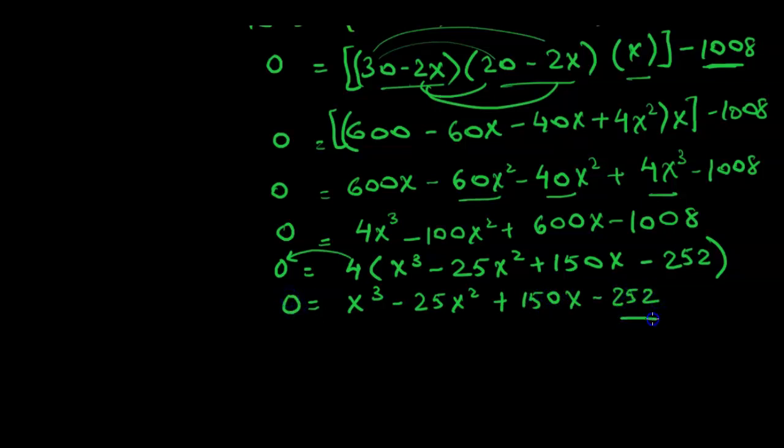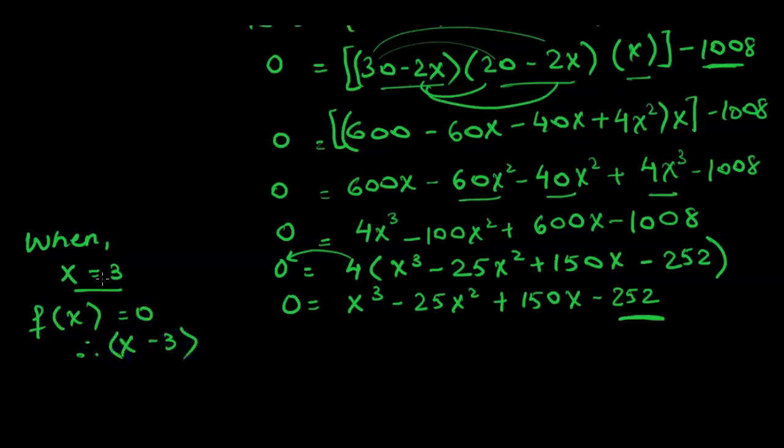Now we have to look for the factors of negative 252 in order to apply the factor theorem to this function and to further factor it. When we use all the factors, we notice that when we substitute x equal to 3 into the function, it would give us a 0 value. So we can write down that when x is equal to 3, the function f(x) would be equal to 0. Therefore, x minus 3 will be the first factor of this polynomial function. To find the rest of the factors, we can do synthetic division.